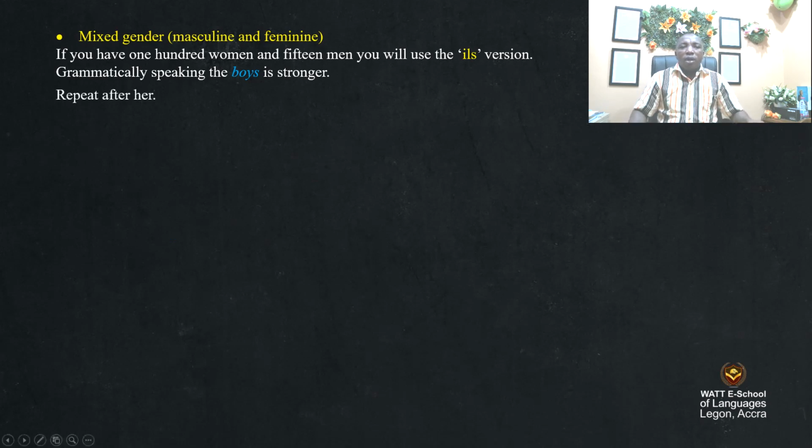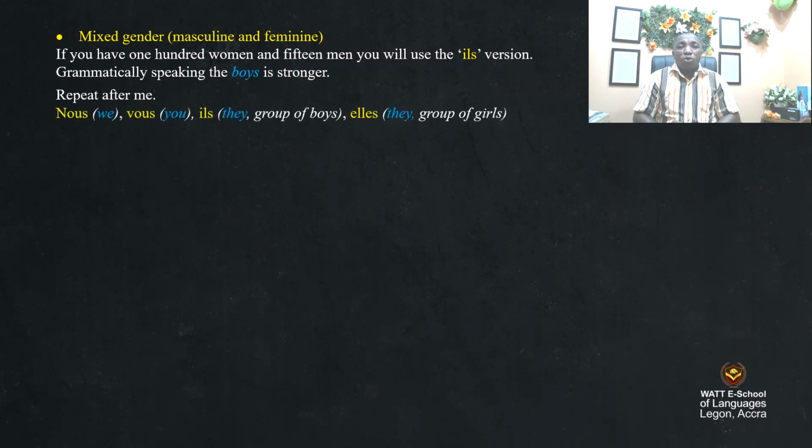So quickly, we are going to have a look at this one too. We are going to learn again the plural subject pronouns. So kindly repeat after me. Nous, that is we. Vous, you. Il, they, group of boys. Elle, they, group of girls. Nous, vous, il, elle.